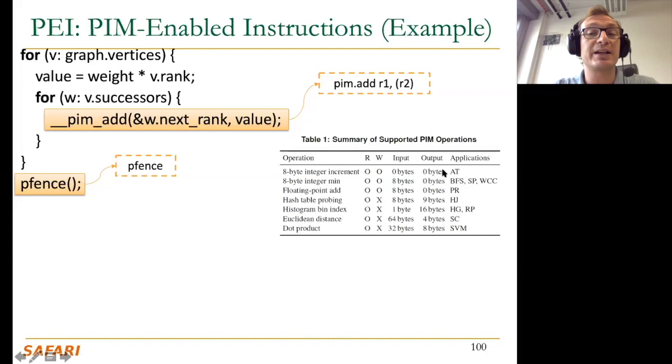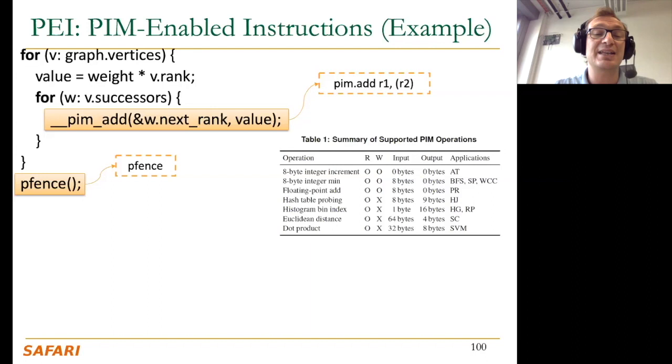So you can see other things like hash table probing, histogram bin indexing, floating point addition, 8-byte integer minimum computation, et cetera, over here. You can take a look at the paper. But this is an art. How do you find the instructions? It could be automated also. There are works that actually show you can automatically decide instructions. All of those works can be used actually.